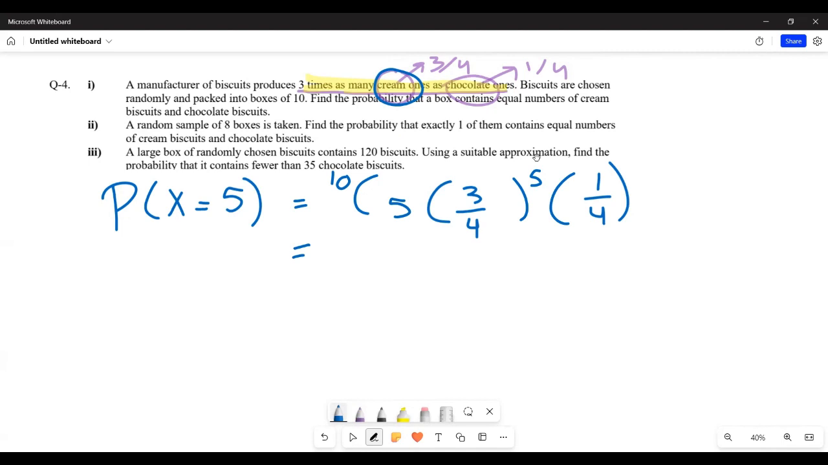This comes out to be 0.05839, rounded to 0.0584.